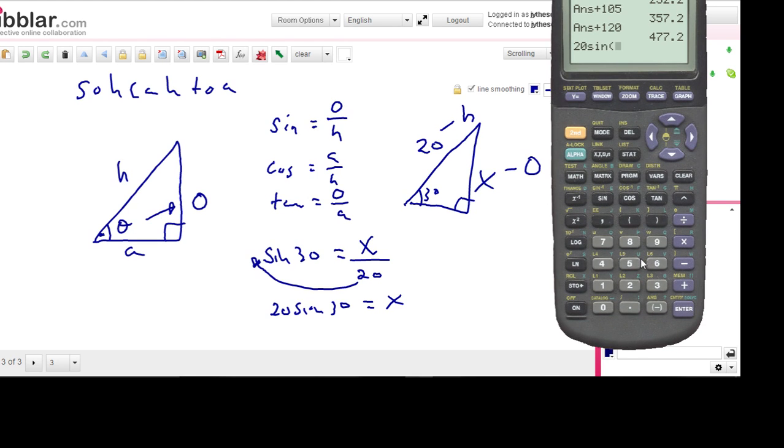And hopefully I haven't changed this to radians. Oops. Do you have to change that to radians? You might. I think I have mine set to degrees right now, so it should be okay. So we got 10. Okay. Cool. So you're gonna put the numbers where they're supposed to go. The angle goes with the trig function, and then these numbers go in a particular spot. Okay. All right.